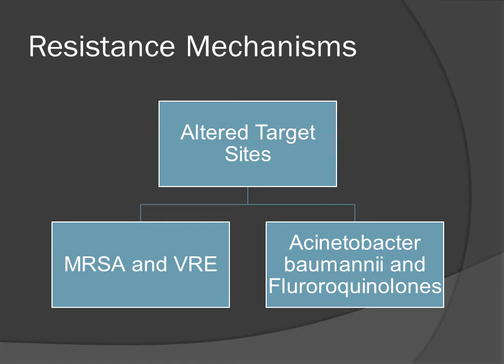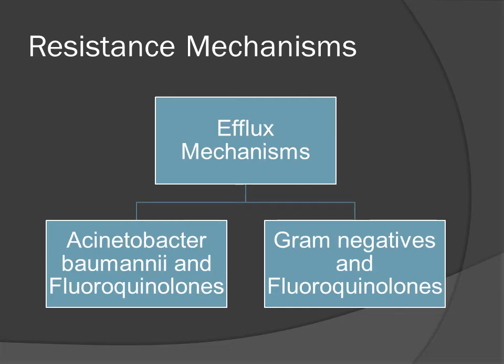Sometimes there are also altered target sites, so it alters the target that the antibiotic typically binds to within the bacteria. That can happen with some MRSA strains and some vancomycin resistant enterococcus. And that also happens with Acinetobacter baumannii and fluoroquinolones. Efflux mechanisms can also be used, so that's where you have proteins on the cell surface that actually pump out antibiotics. As the antibiotic gets absorbed, the cell pumps it right out. That happens with Acinetobacter baumannii and fluoroquinolones, and also some gram-negative organisms with fluoroquinolones.